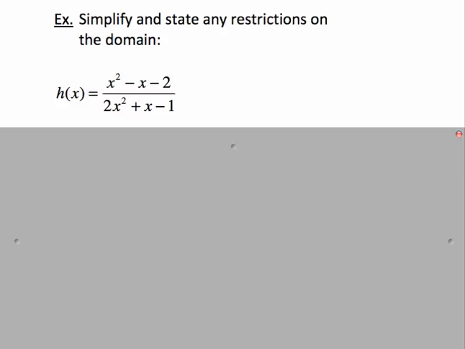Let's look at another example. The question says, simplify and state any restrictions on the domain, or any restrictions on x. Again, we have to factor the numerator, factor the denominator, and then cancel. These are slightly more complicated factoring problems, so I'd suggest you pause the video now and try to do the factoring and the canceling yourself, and then you can check your answer. So pause the video now, try to complete this question, factor, cancel, state the restrictions, and then we'll go through the answer.